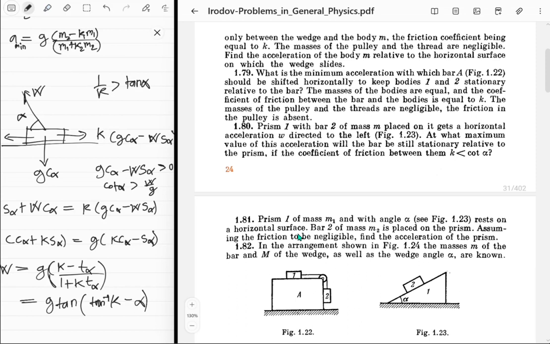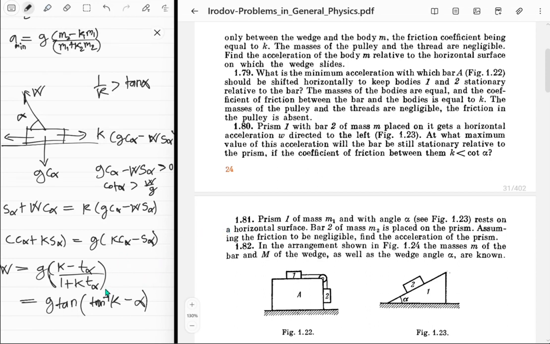maximum acceleration. It's less than or equal to something. That's what we have to do. But I don't get it. Where can we use that fact? You can't just put cot alpha in there, can you? Or maybe you can. Who knows?